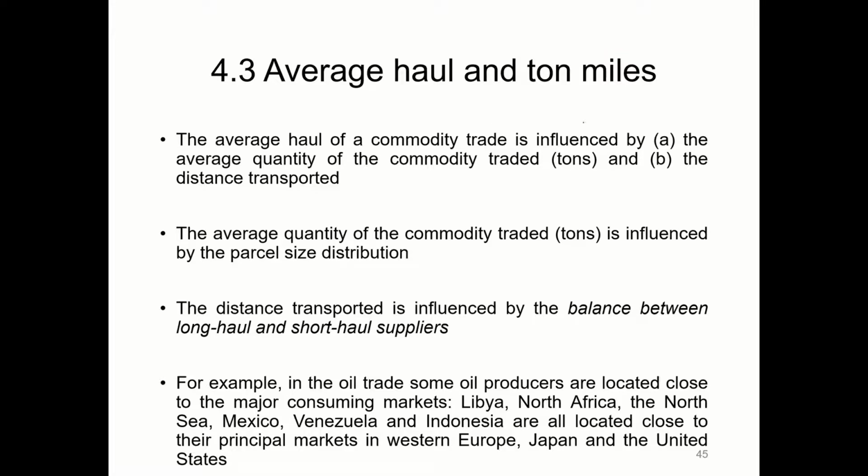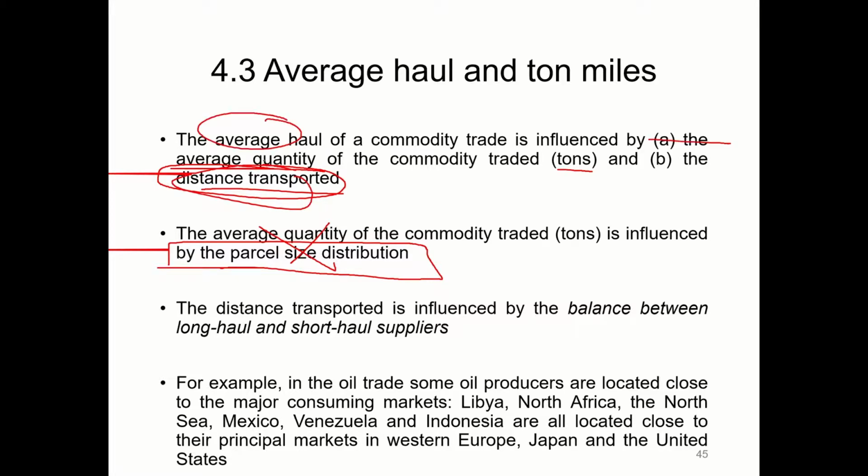Okay, so the average haul of the commodity trade is influenced by the average quantity of the commodity traded in tons and the distance transported. The average quantity of the commodity traded is influenced by the parcel size distribution, but it is not important. You only need to focus on the distance transported. So let's ignore part A and just focus on part B, the distance transported.